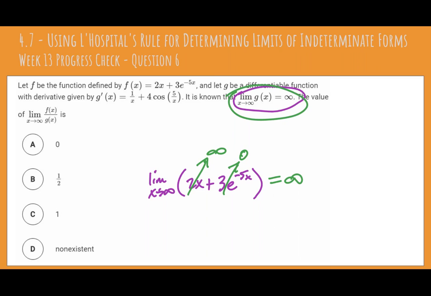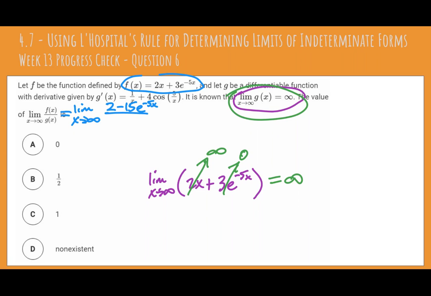Our limit in the denominator is infinity. So L'Hopital's rule applies for the indeterminate form infinity over infinity. So applying L'Hopital's rule here, the limit stays the same. Then we take the derivative of the numerator. So the derivative of f of x is going to be 2. And then the derivative of 3e to the negative 5x is going to be negative 15e to the negative 5x. So I used the chain rule there on the e to the negative 5x.